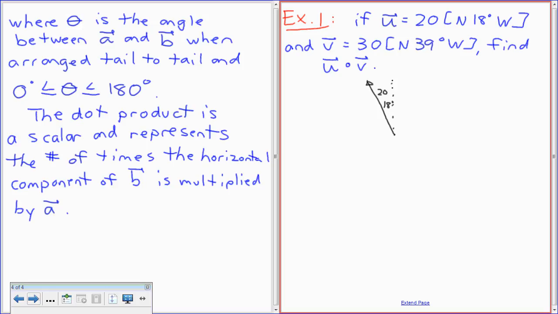Okay, so that's U. V then is going to be 30 degrees north, 39 degrees west. So here we go. That right there is going to be 39 degrees. And that's going to be a distance of 30.